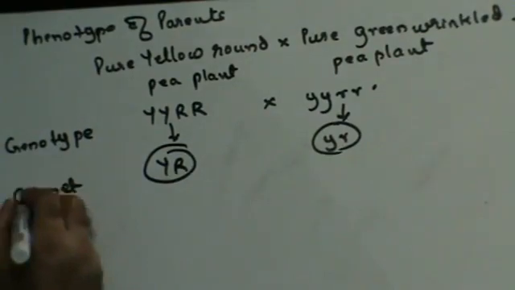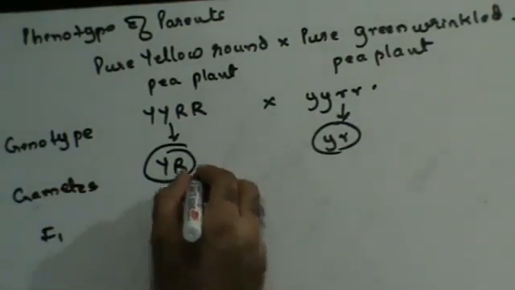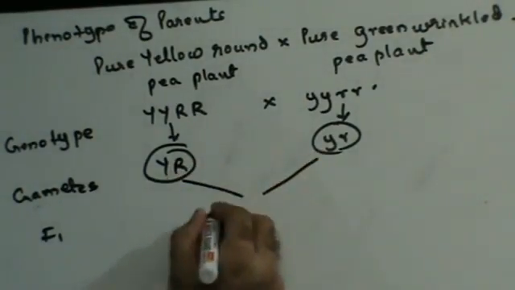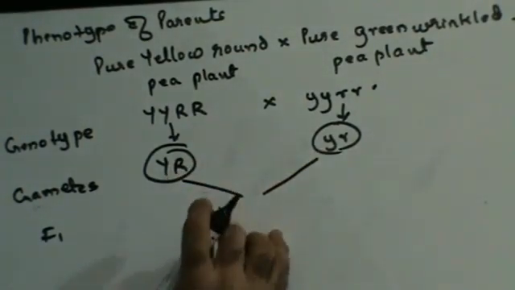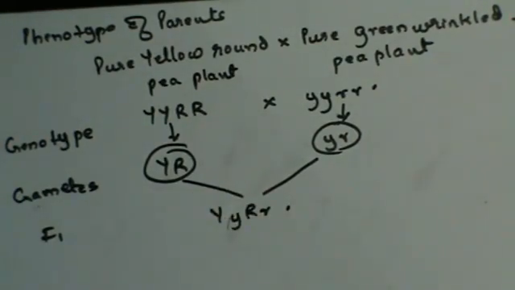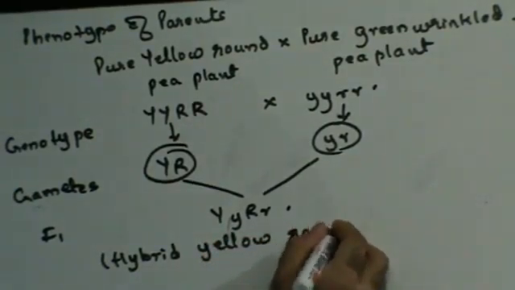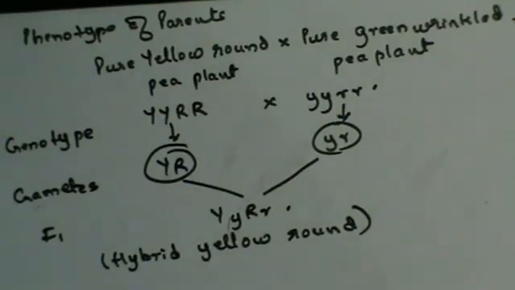So in that case, if I cross these, the F1 generation will be YyRr, right? That would be hybrid. This is my hybrid yellow round, where the dominant character is seen, right? Once you have this, the F1 generation is allowed to self.